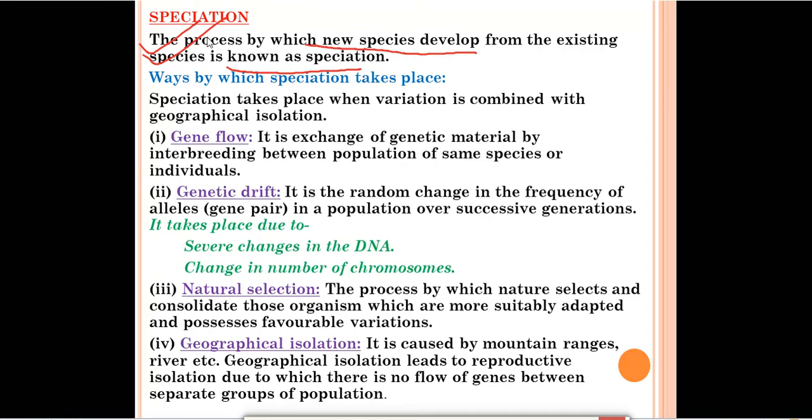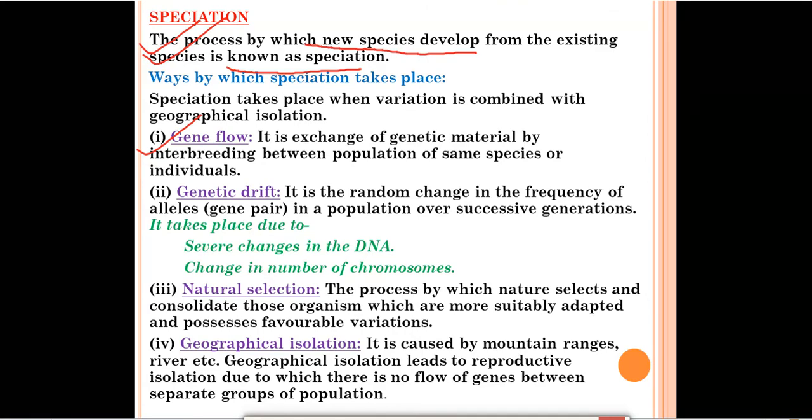The first one is gene flow. So what is gene flow? Let's understand this. It is the exchange of genetic material by interbreeding between populations of the same species or individuals. When the male and the female partner interbreed among themselves, genetic material will be exchanged, and it should be between the same species or individuals. At that time, speciation can happen, and new species can be produced.